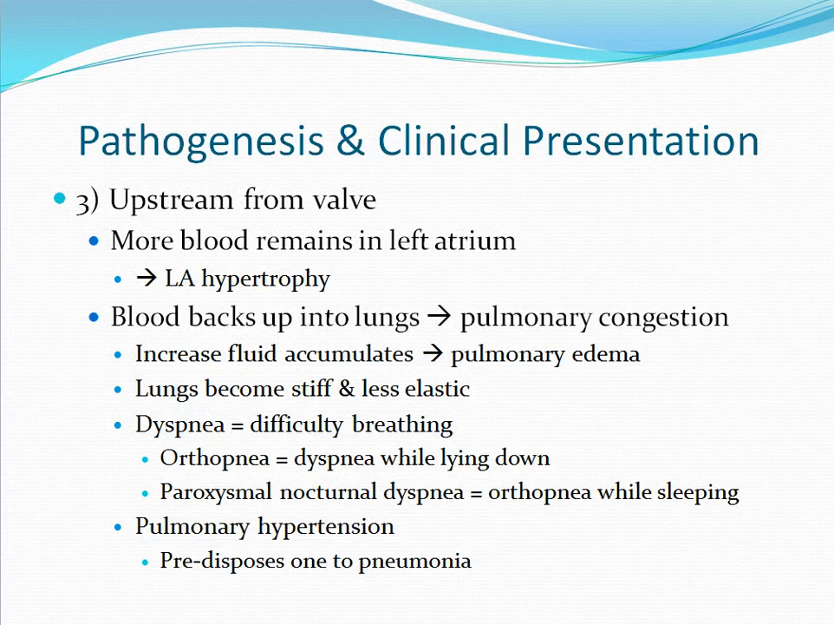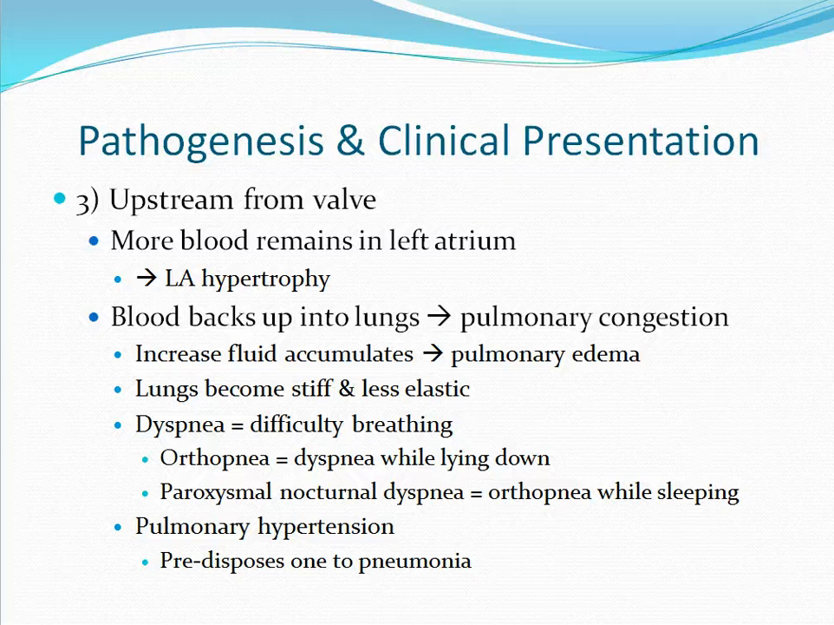The lungs will also become stiff and less elastic. Because of the fluid that is collecting in the alveoli, there will be a decreased surface area for oxygen diffusion. This will lead to airway obstruction and poor tissue oxygenation. One can also see dyspnea. Dyspnea is a difficulty in breathing due to the accumulation of fluid and the decreased elasticity of the lung tissue.